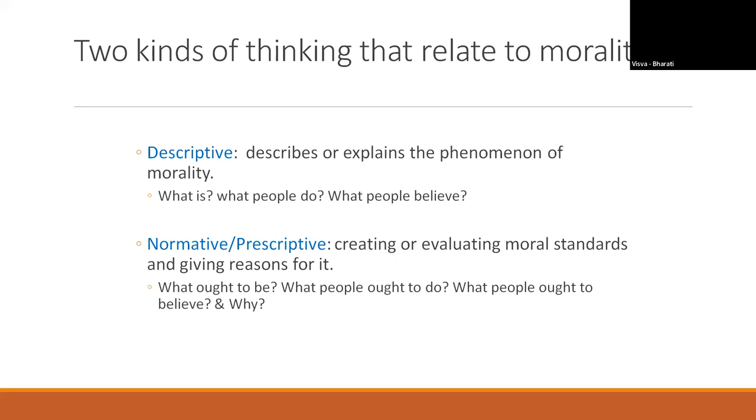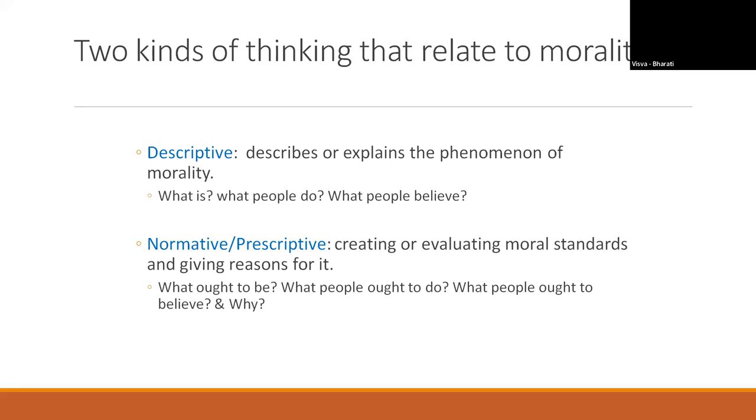What you should have done in this situation, what a person should have done in the situation, or what anyone should have done in that situation. So when the question is about should, ought, what ought to have been done, what the right action ought to have been, then the kind of thinking that relates to it is the normative or the prescriptive thinking.